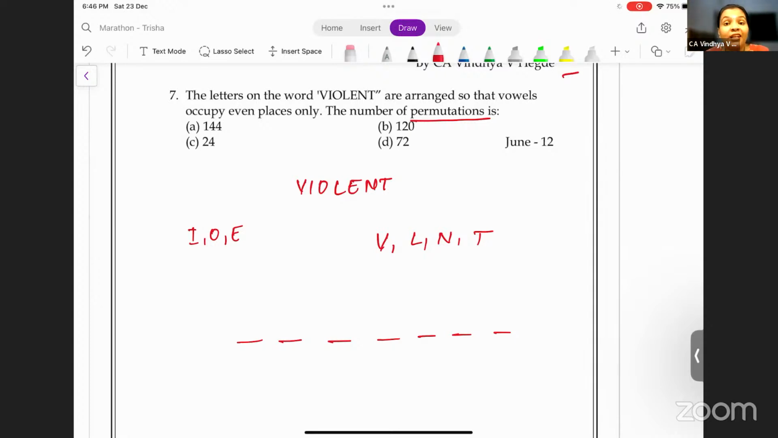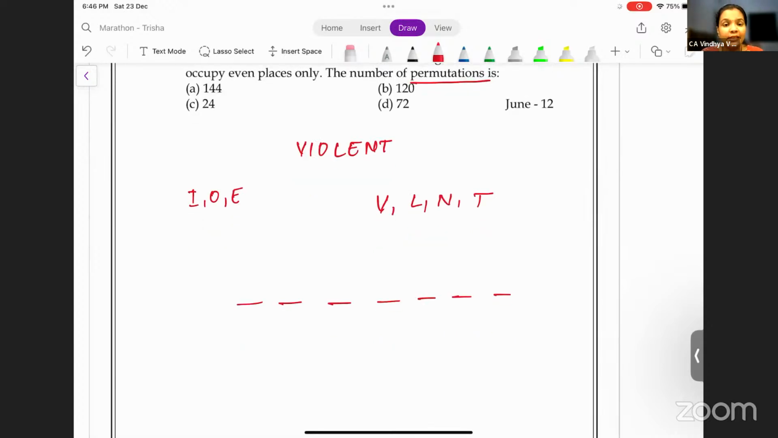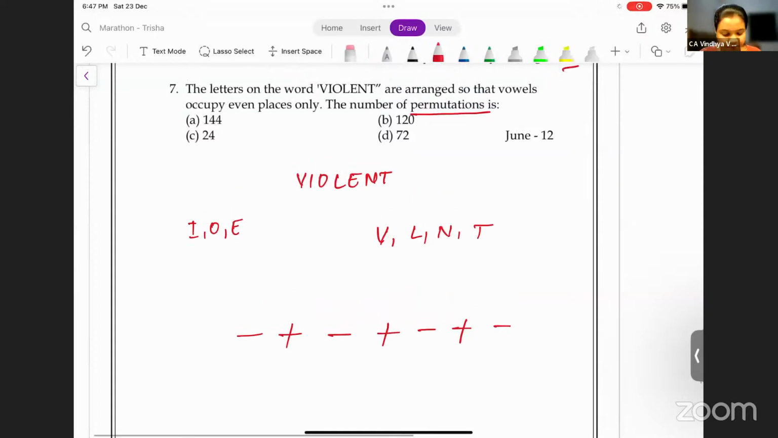So vowels are to be in even places. Correct. What are the vowels here? The vowels are I, O, and E. How many values are there here? Second place, fourth place, and sixth place. Yes, correct. There are 4 consonants and 3 vowels. Yes, I, O, and E.